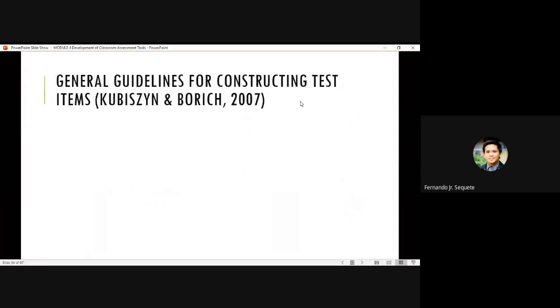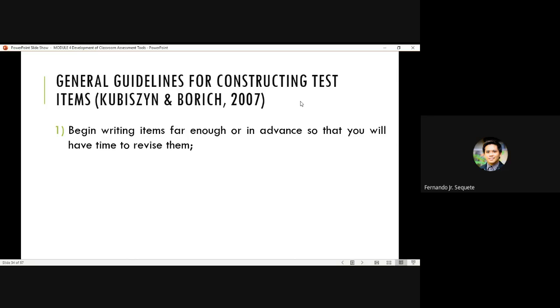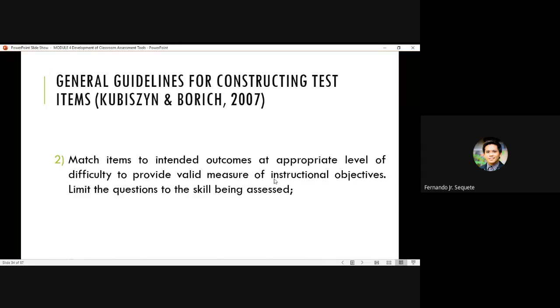Next, general guidelines for constructing test items. So these are the general guidelines. First, according to Kubiszyn and Borich 2007: begin writing items far enough in advance so that you will have time to revise them. So as a teacher, kasi alam mo na kung ano yung coverage for the prelim, alam mo na kung ano yung coverage for first periodical, second periodical, third periodical, and fourth periodical exam, dapat talaga kailangan mo nang gumawa ng test items malayo pa sa schedule. So the main goal for that is for you to have time to revise the questions.